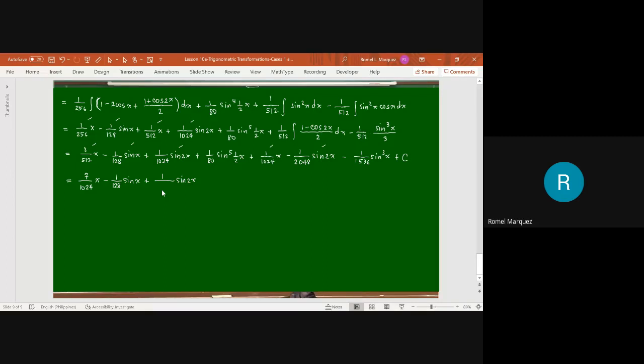1 divided by 1024 minus 1 divided by 2048, magiging positive 1 over 2048. Malapit na mag-time, beating the deadline. 1 over 80 sine to the fifth of 1/2 x. Tapos done here. Okay, finally, final term. 1 over 1536 sine cubed x. Okay, guys? Oh, that's it.